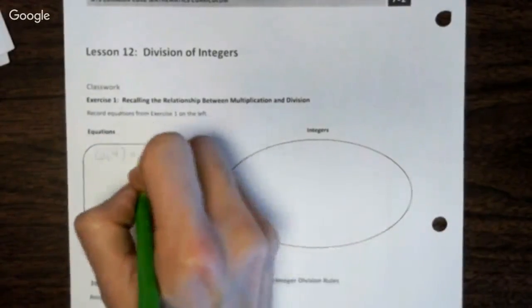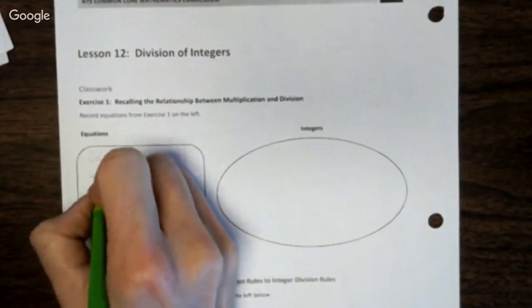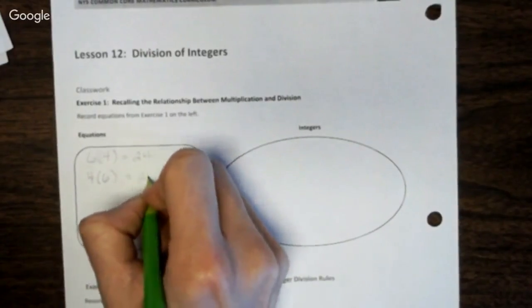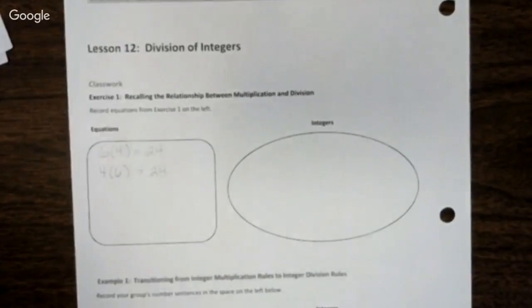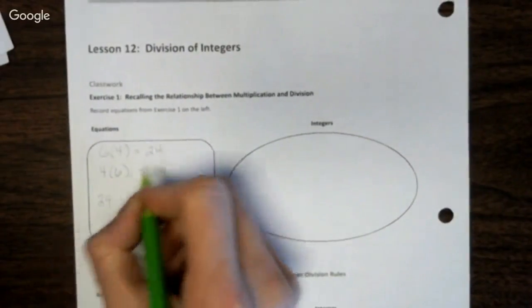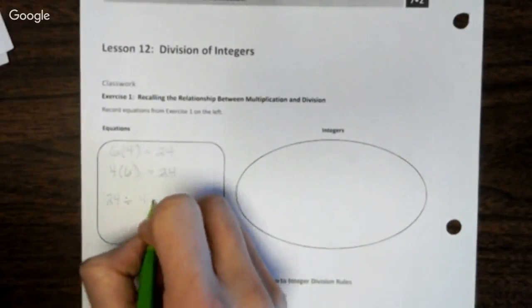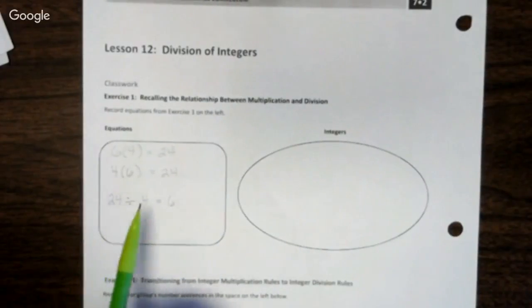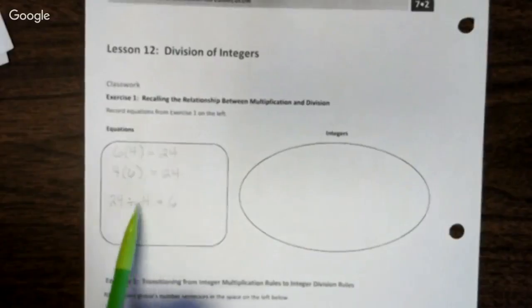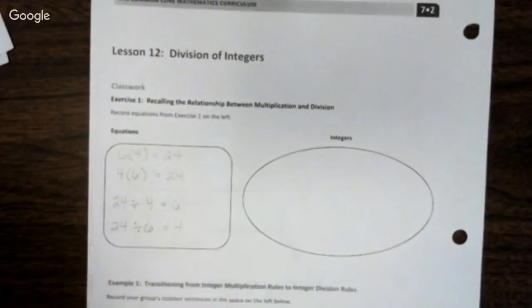So 6 times 4 we know is 24. We also know that we can reverse that with the commutative property and do 4 times 6, which is also 24. Alright, now let's take what we know about multiplication and write some division equations. We know that the product, when divided by one of these numbers, will give us an answer of the other. So 24 divided by 4 gives us 6, because 6 times 4 is 24. If we reverse that, 24 divided by 6 is 4, because 4 times 6 is 24.